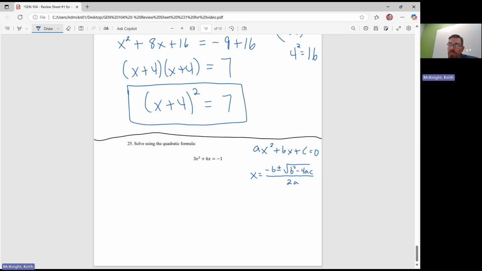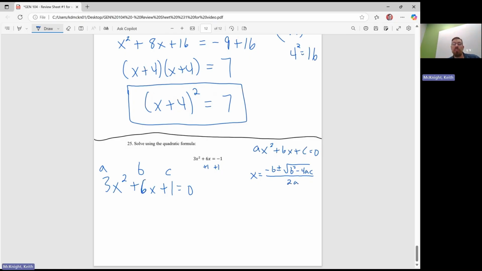So in order to use this for this question, we're going to have to get it equal to 0 first, okay? So we're going to add our 1 to both sides of our equation to make sure we have it equal to 0. So that's going to create 3x squared plus 6x plus 1 is equal to 0. Now, we're going to label what a, b, and c are. So a is 3, b is 6, and c is 1. Okay, so we have our a, b, and c.